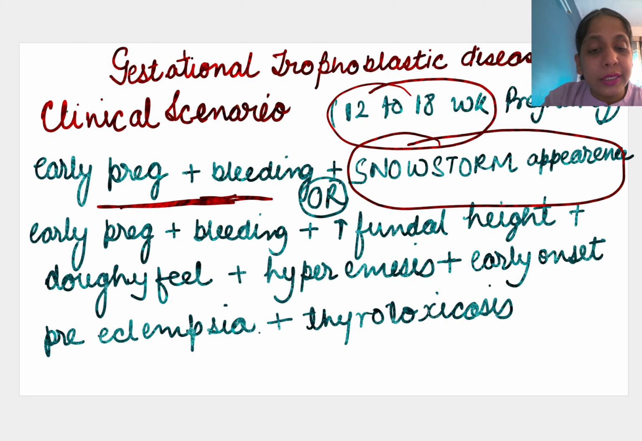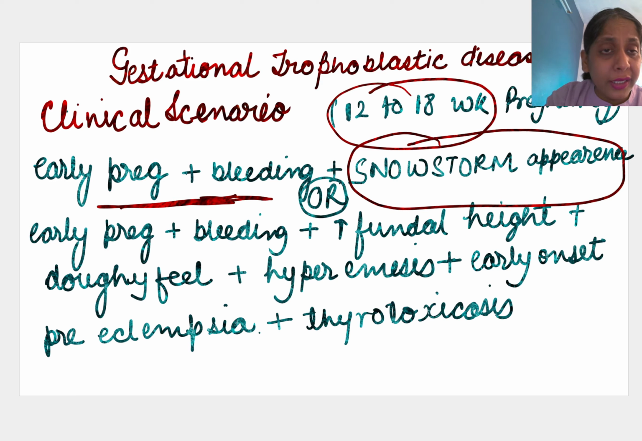The other scenario, though we don't get it often: in my 10 years of clinical practice I have seen at least 30-40 cases, because I am a North Indian, so here the cases are very less. None of those patients came with hyperemesis or increased fundal height. So this is very rare, but they do ask rare things sometimes.